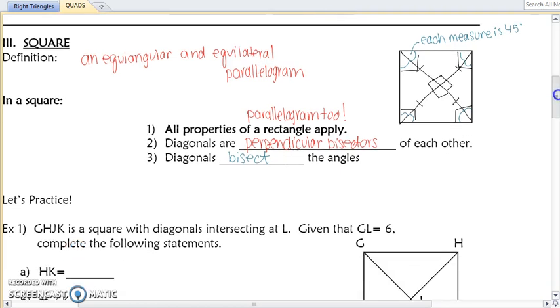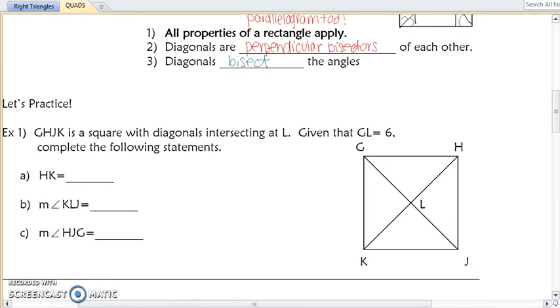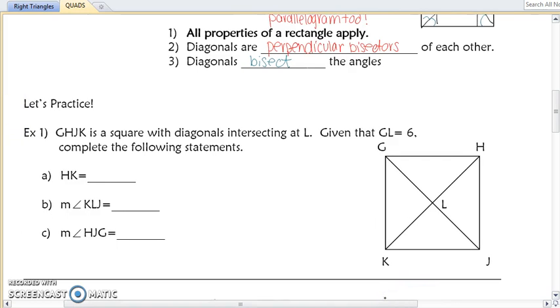Okay, let's do some practice. So here we're given that GHJK is a square with diagonals intersecting at L. Given that GL is 6, complete the following statements. Okay, so all we know right now is that GL is 6. We want to find the measure of HK. HK is this diagonal here.